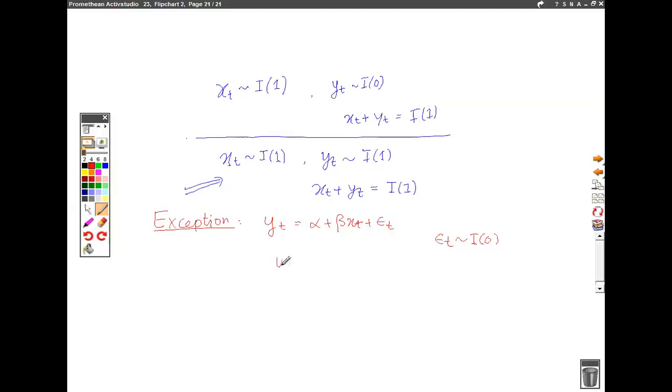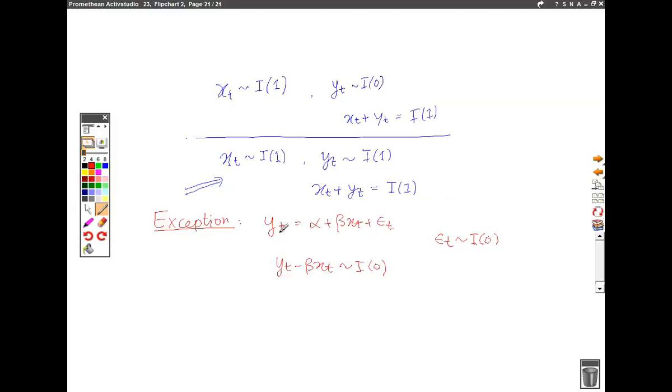So I'll have YT equal to white noise, right? With some alpha here, so there will be a trend, but the noise will still be white noise, right? Because it has to be I(0) as well.